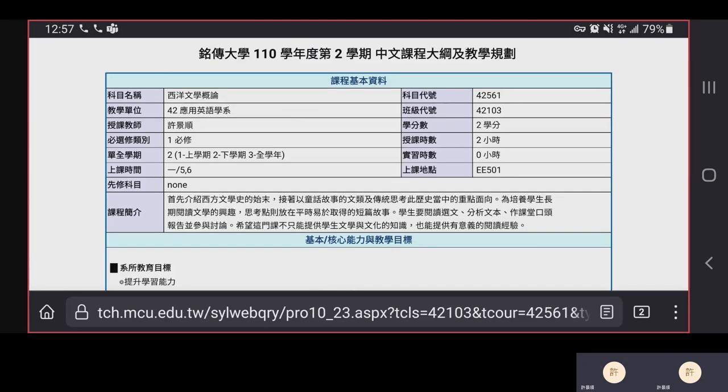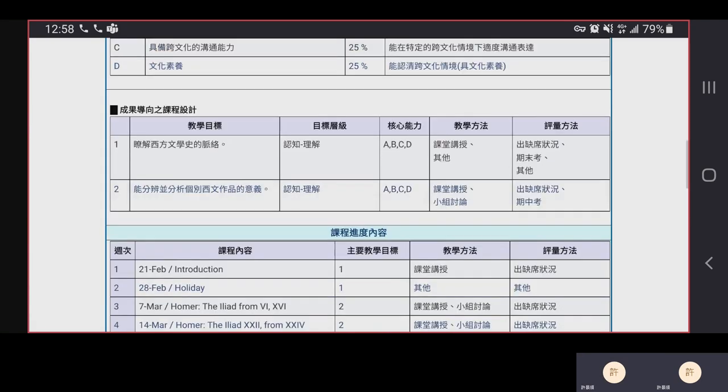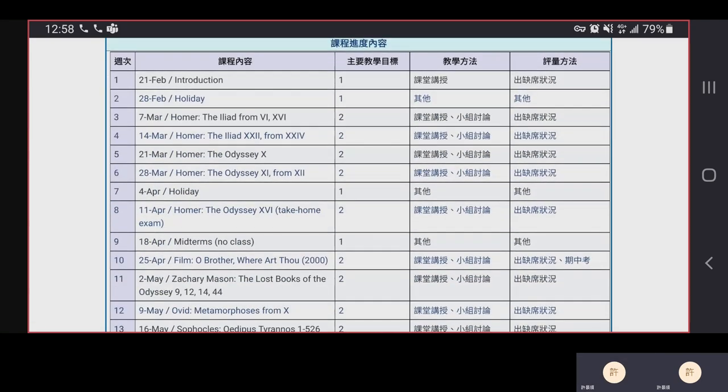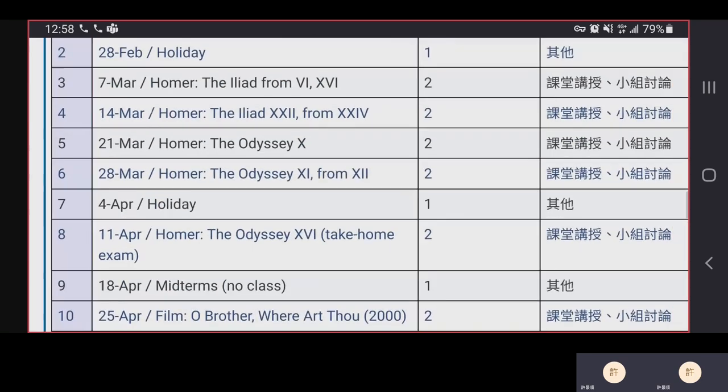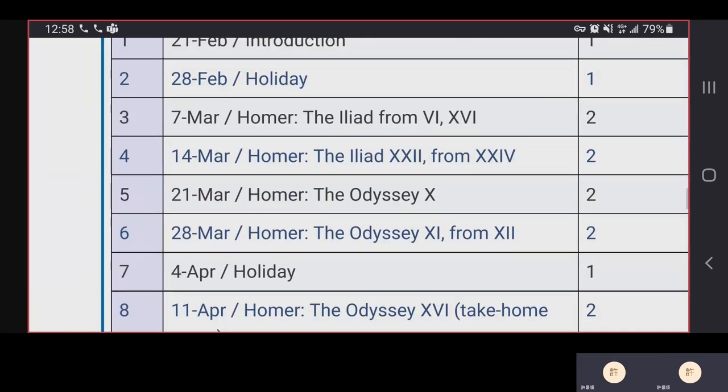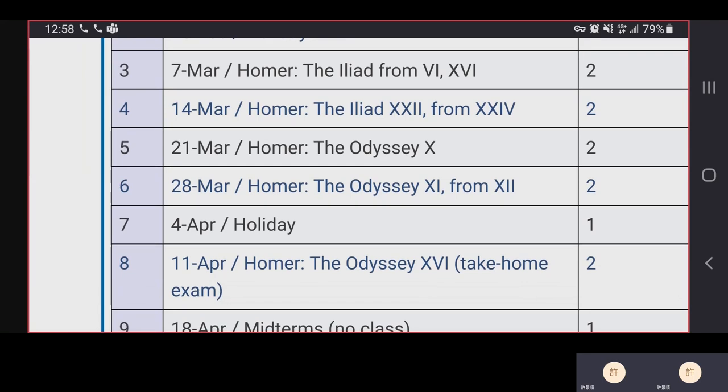So let me show you the syllabus. This is the weekly schedule here. First week, introduction. Next week, holiday. We have too many holidays on Monday this semester. The first two things we're going to be reading are the Homeric epics. These are the oldest, complete, important works of literature in the Western world.